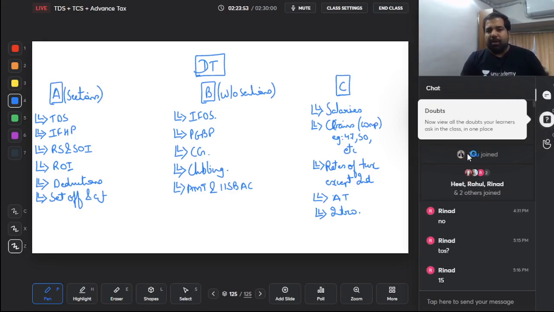B category, you don't remember sections, but concepts are important. PGBP, just remember the golden rule and the overall thing, don't go section wise. And C category, guys, are things that you could leave comfortably. There will be no problem with this, guys.